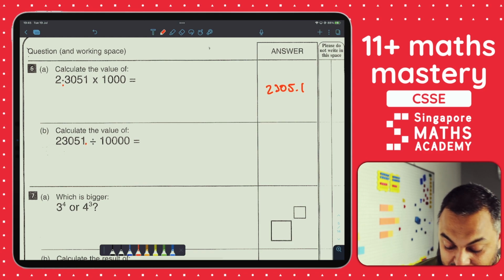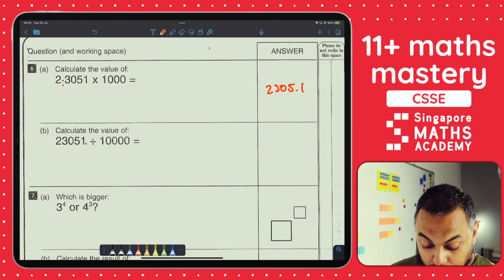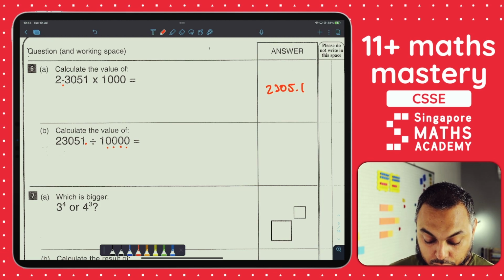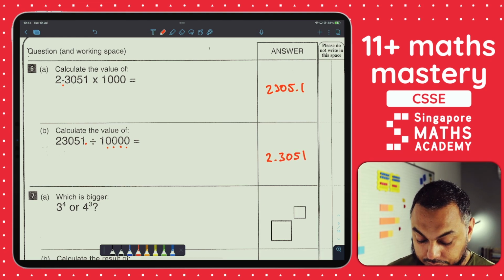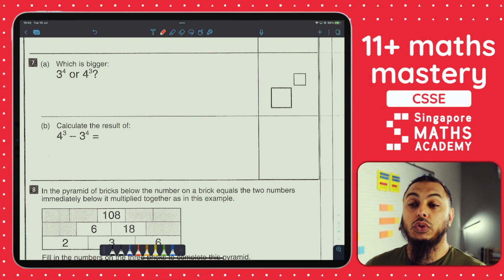The next question is 2,351 divided by 1,000. Again, decimal places here. We shift, in this case, the digits right 4 times. So we get 1, 2, 3, 4. We get 2.3051.